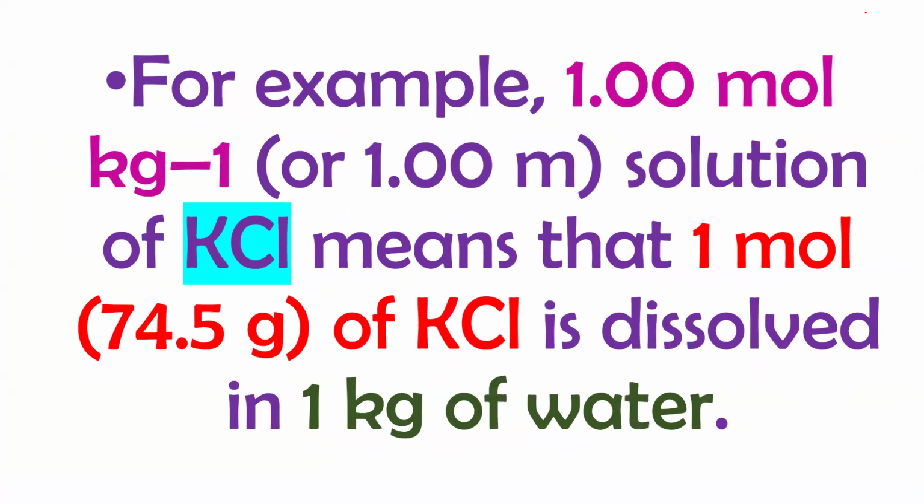Now, for example, 1 mole kg to the power minus 1, that is 1 molality. What does it mean? 1 molality of KCl means 1 mole of KCl is dissolved in 1 kg of water. So the volume unit has changed. There it was liter, but here it is kg. The unit of the measurement has changed.